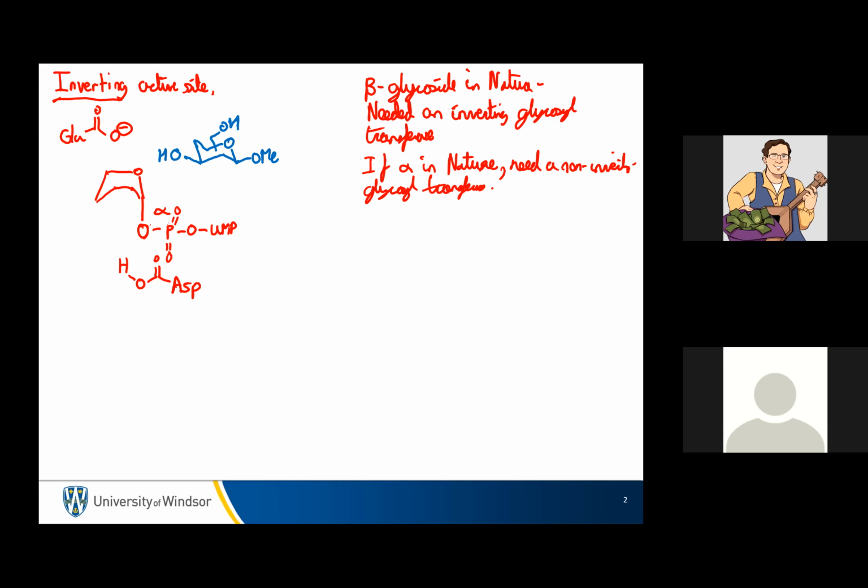So what we want to do with the enzyme is we want to turn this UMP into an even better leaving group. It's a pretty good leaving group to begin with, but is there something there that we can use to turn into an even better leaving group?